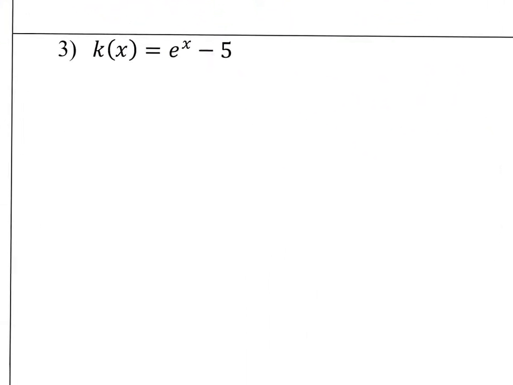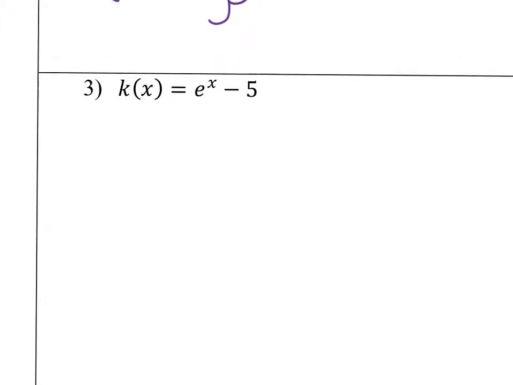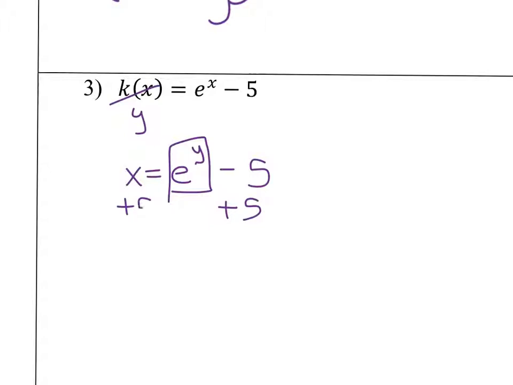All right, we got an e. Well, e's are fine. So we make that y. And then we're going to switch our x and our y. So x equals e to the y minus 5. We want to get this part, the thing with the exponent, that's the part with the y, by itself. So I add my 5.